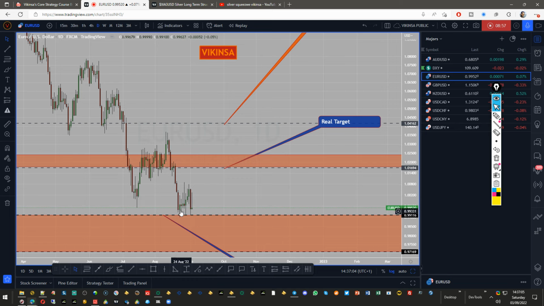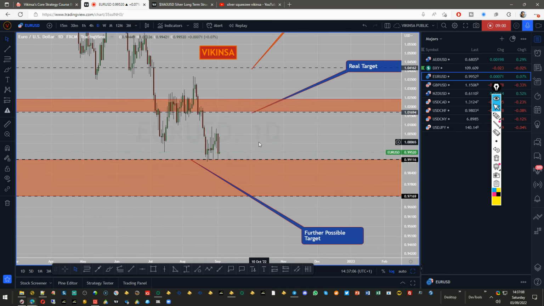Then it came back down. So it is kind of consolidating. Why is it doing that? Because Euro USD is the biggest one in the entire DXY basket.